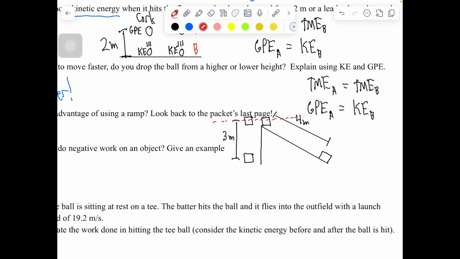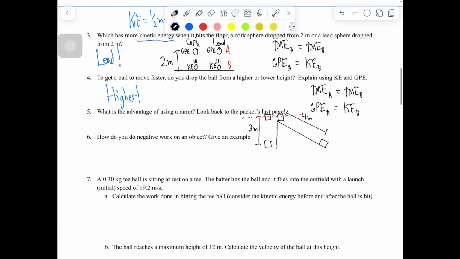Both the boxes start with 0 joules of energy at the very bottom. They end up with some amount of gravitational potential energy at the top. They're the same box, so they end up with the same gravitational potential energy at the top. They have the same mass, same g value, same height, same GPE. So, since they change their energy the same amount, we say that the work done is the same. Both boxes increased their energy by the same amount. They both gained the same amount of gravitational potential energy.